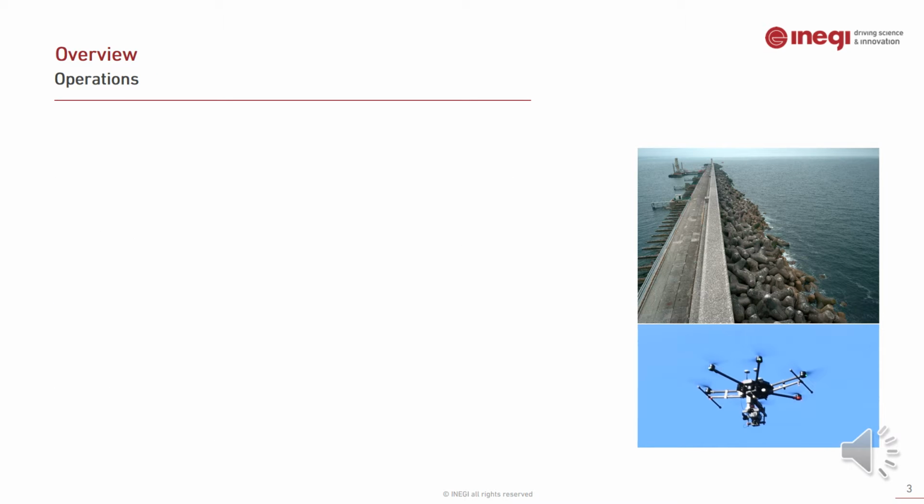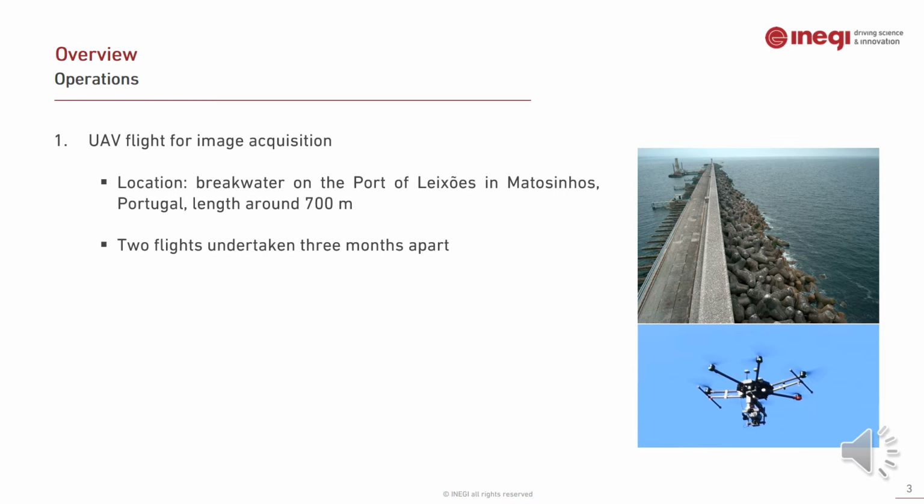The operations which were undertaken consisted of 3 steps. First, we programmed and executed 2 flights with the UAV at the port of Leixões in the city of Matosinhos in Portugal, acquiring images of one of its breakwaters which has a length of about 700 meters. And these 2 flights took place 3 months after one another.